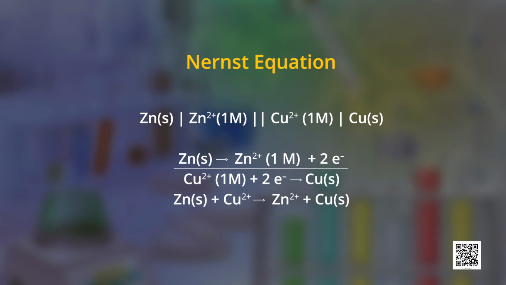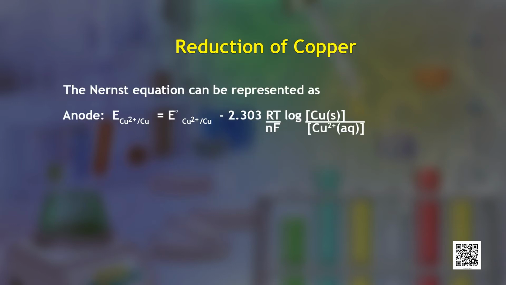Let us consider the reaction taking place in galvanic cell. Let us first write the two half cell reactions and add them. Zinc undergoes oxidation by losing 2 electrons and copper ions undergo reduction by gaining 2 electrons. So the Nernst equation can be represented as, at the cathode, cell potential for reduction of copper is equal to standard reduction potential for copper ions minus RT upon nF natural log concentration of copper upon concentration of copper ions.